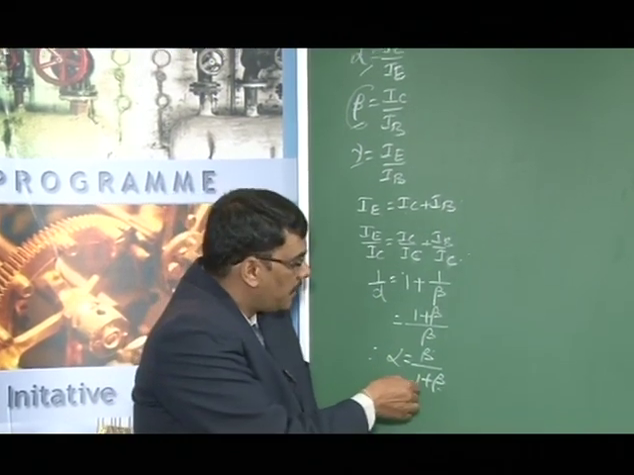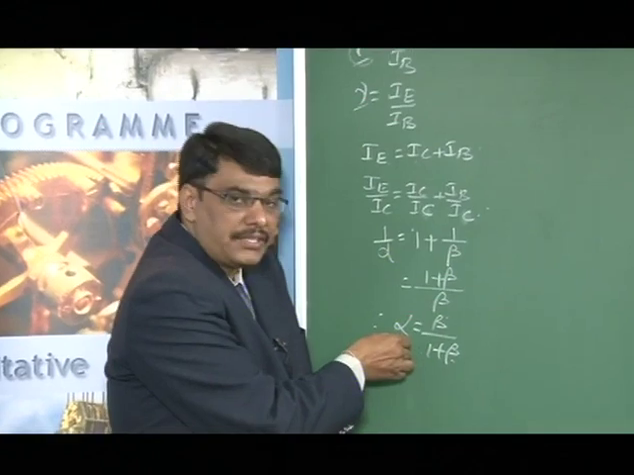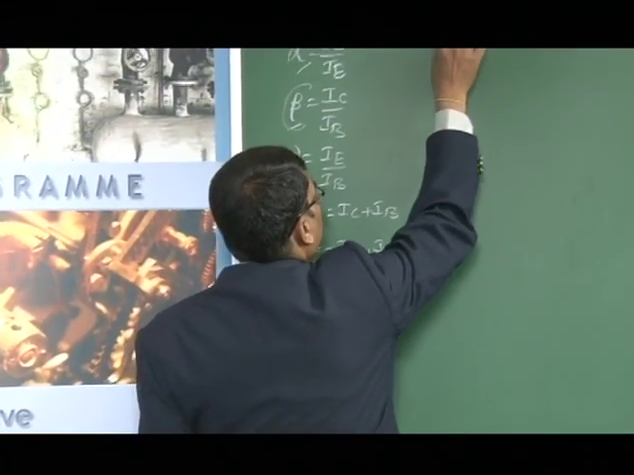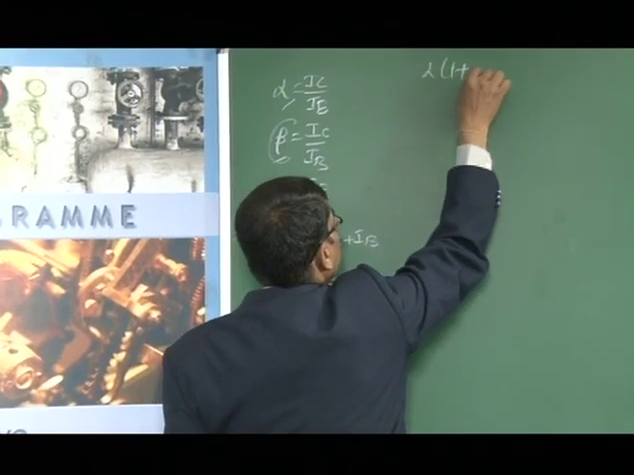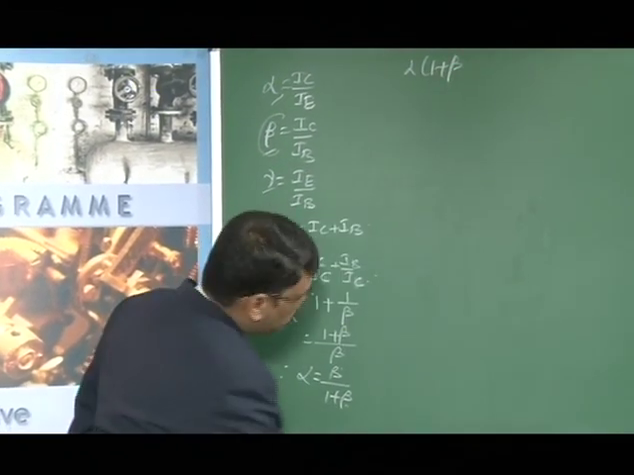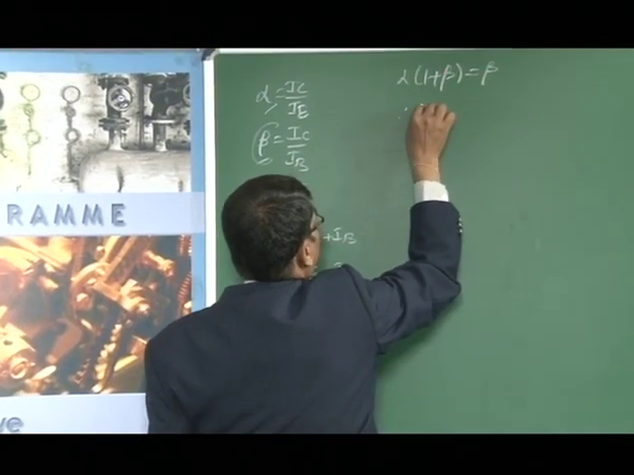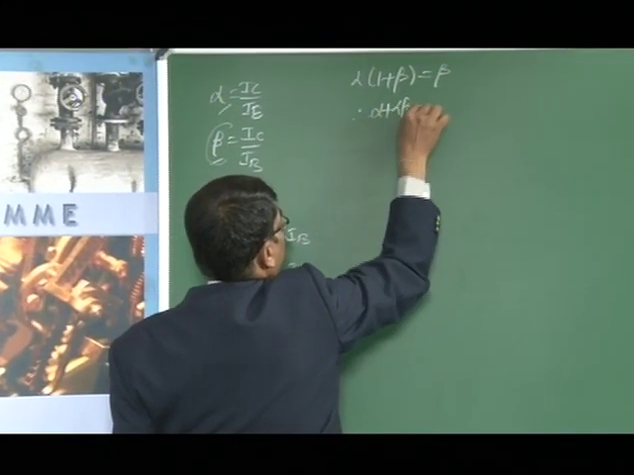If I want to determine beta in terms of alpha, manipulating this equation, we get alpha into 1 plus beta equal to beta. Hence, alpha plus alpha beta is equal to beta.